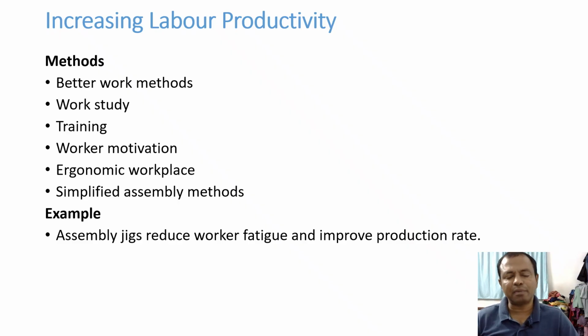And increasing labor productivity. So better work methods, work study, training for the laborers, worker motivation, ergonomic workplace. That means if they can sit properly or stand properly, then they can do more work. Simplified assembly methods will increase labor productivity. For example, assembly jigs reduce worker fatigue and improve production rate.